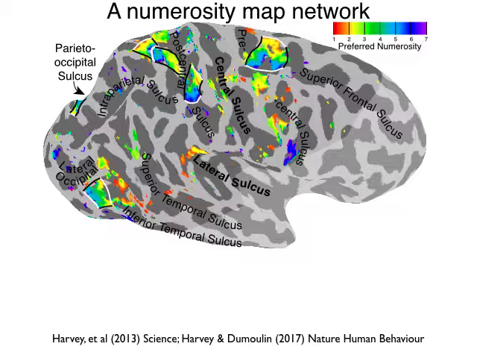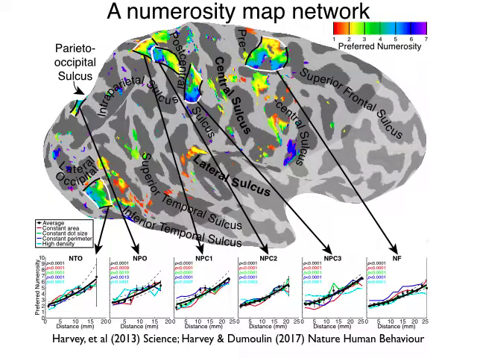If you do that, you see several areas where, as you move across the cortical surface, we move from low number preferences to high number preferences. So we see a map-like organization. You can quantify this a bit statistically by saying, well, if we go from one end of this map to the other, how does the average preferred numerosity progress across the map?